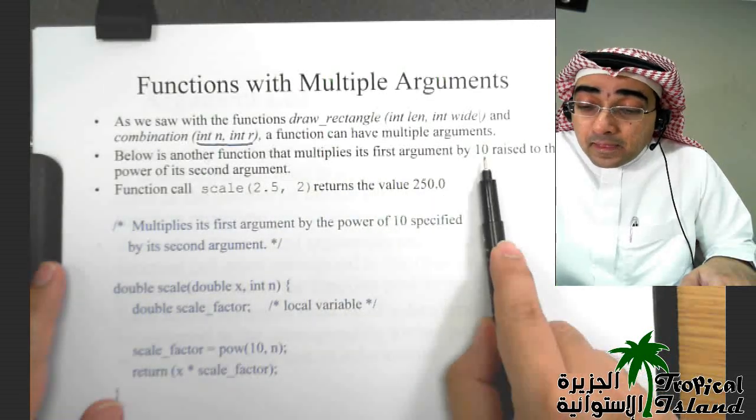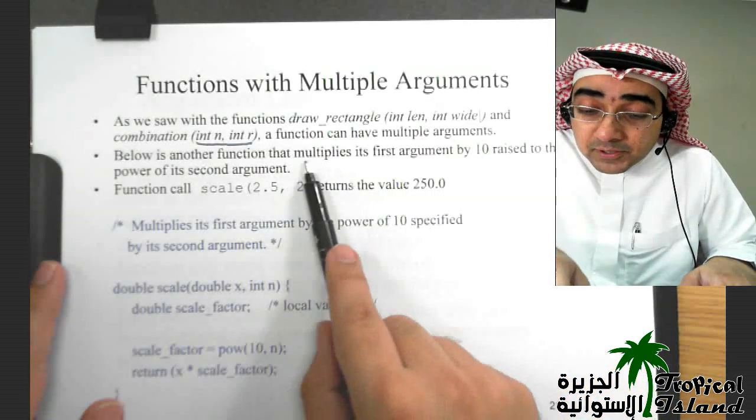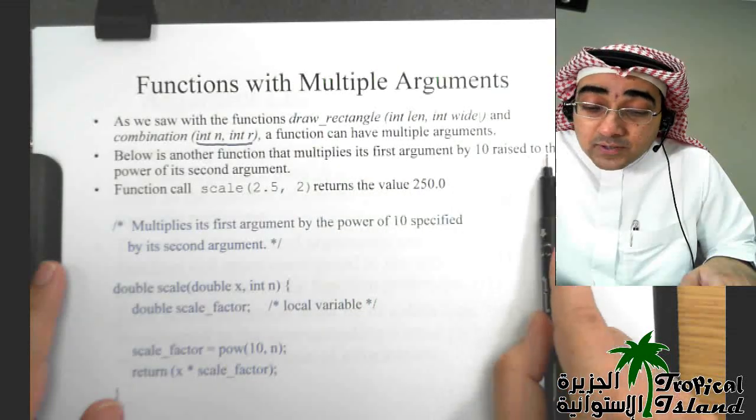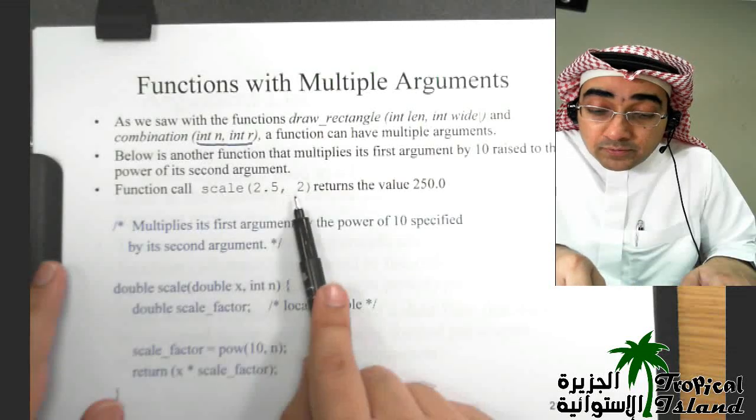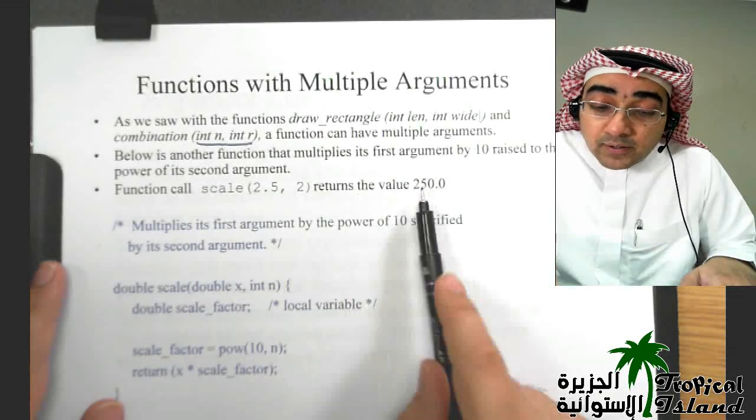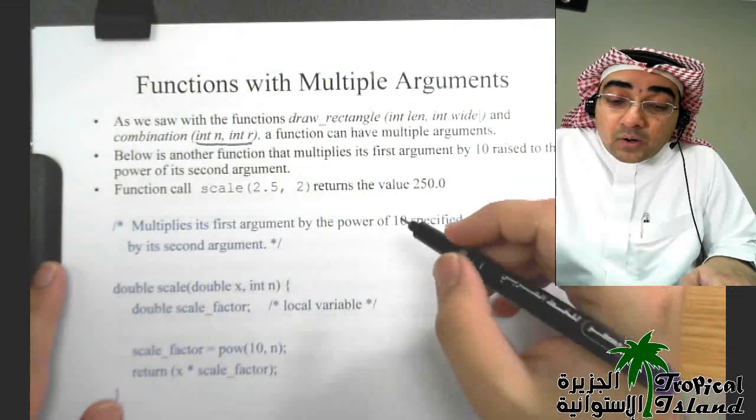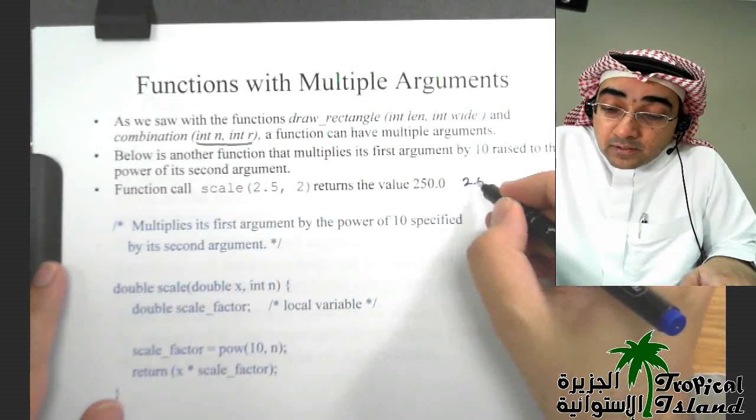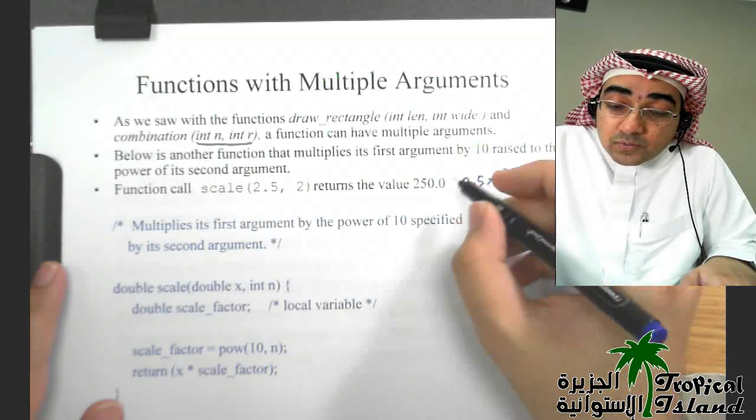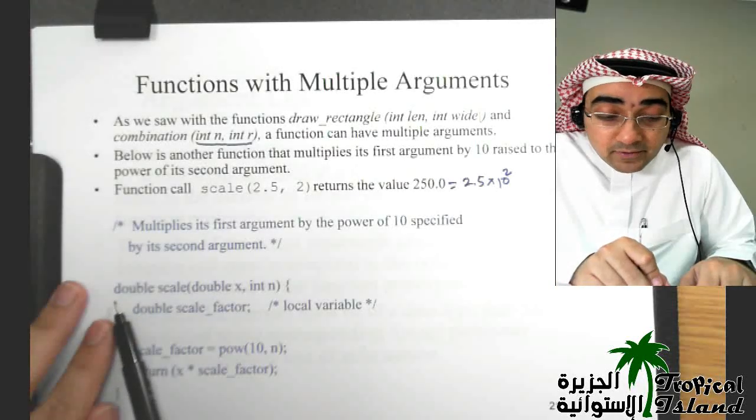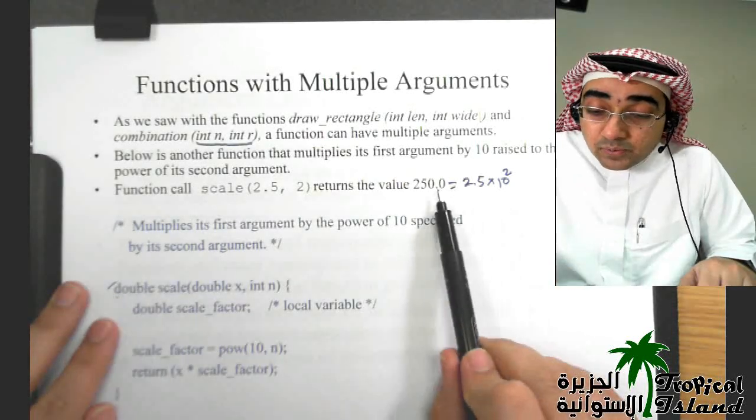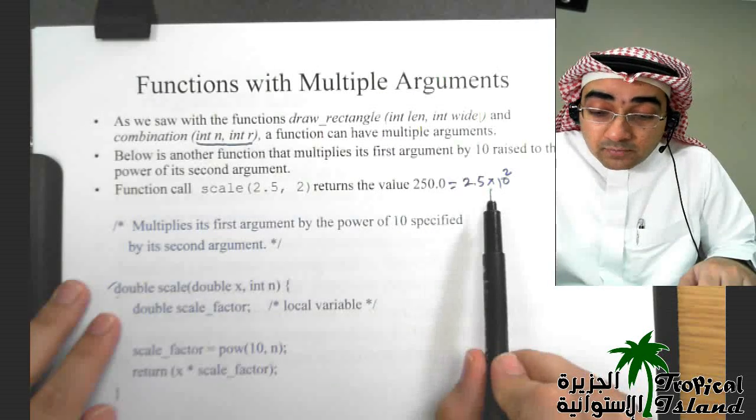The first argument, it multiplies its first argument by 10 raised to the power of its second argument. So function scale 2.5 and 2 actually returns 2.5 multiplied by 10 to the power of 2. This is what it returns, which is equal to 250. So to do that, you have to declare a function with return type double, because we want a double number to be returned.